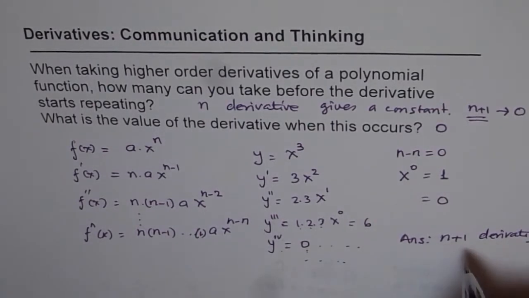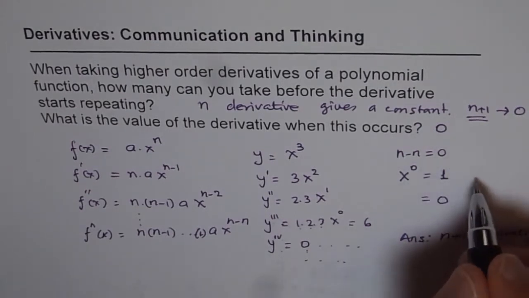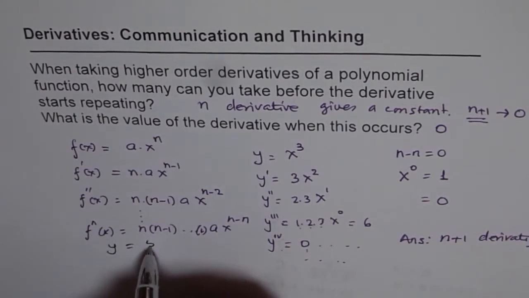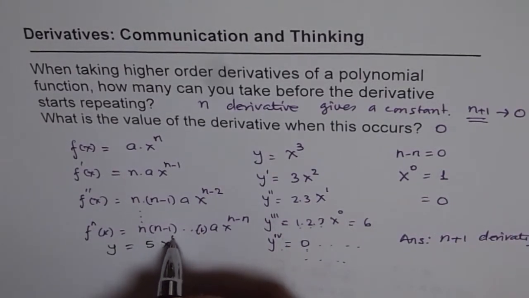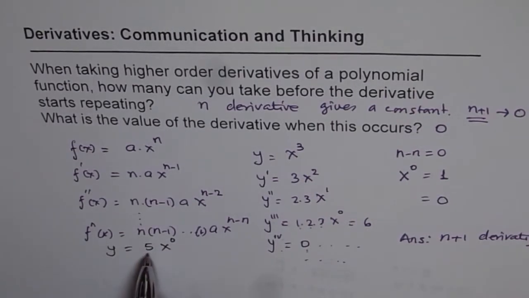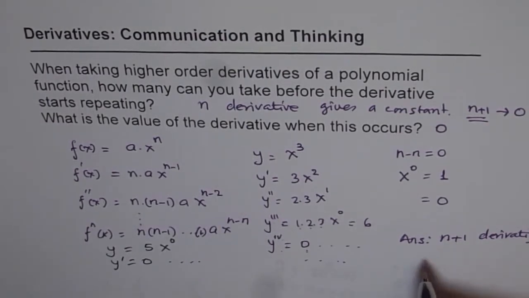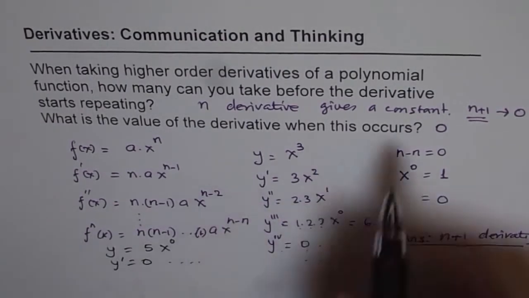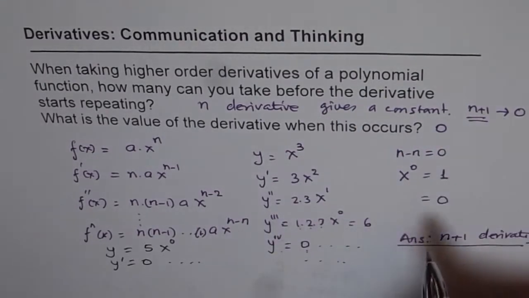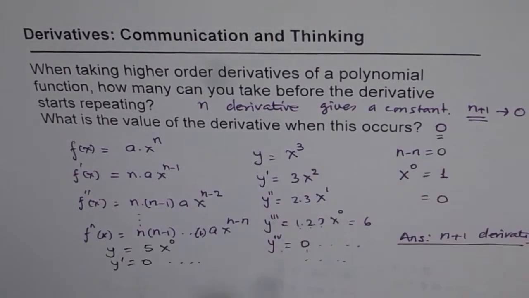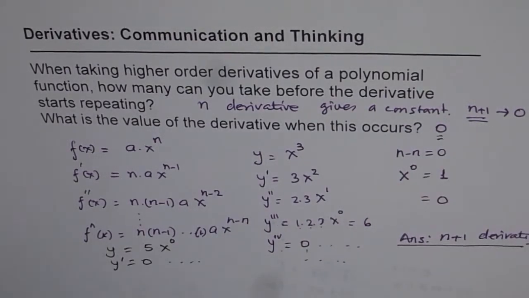Correct? So if we have a constant, let us say the function is y equals 5, where actually speaking the degree is 0 for x. It is a constant function. We can still take a derivative of this, right? So that means we can take one more derivative than this, right? So y dash is equal to 0, and thereafter we are going to get zeros. So we can take n plus 1 derivatives for this function. So n plus 1 is our answer. And what is the value of the derivative when this occurs? The value of the derivative is 0 when this occurs, right? So that is a very interesting question. Thank you.